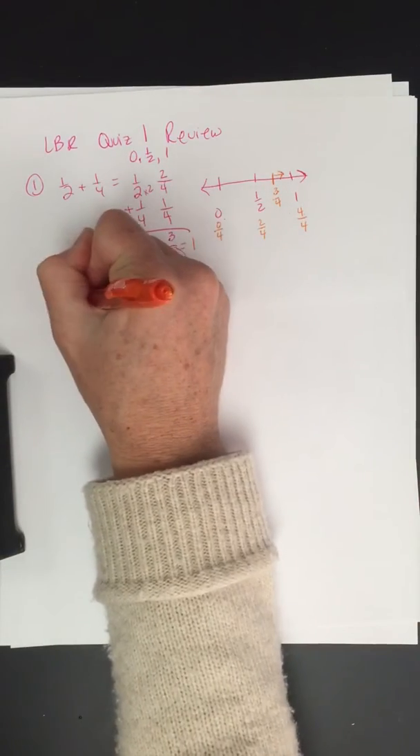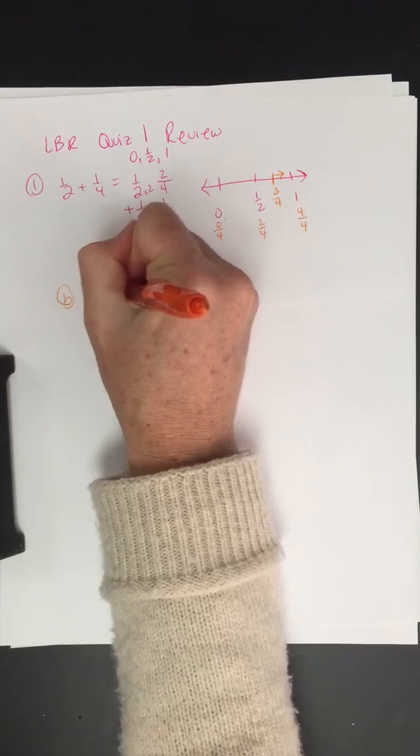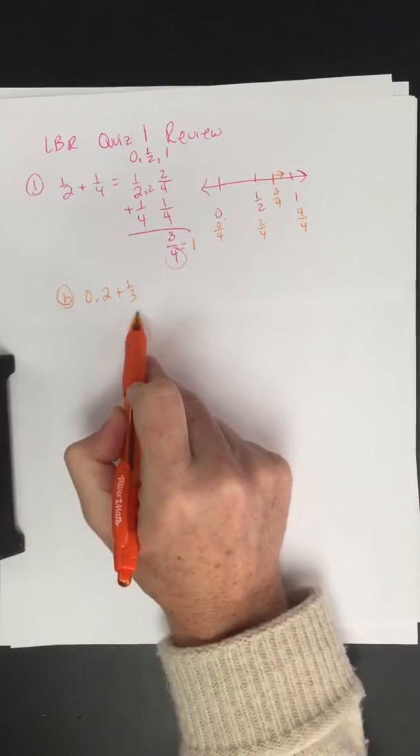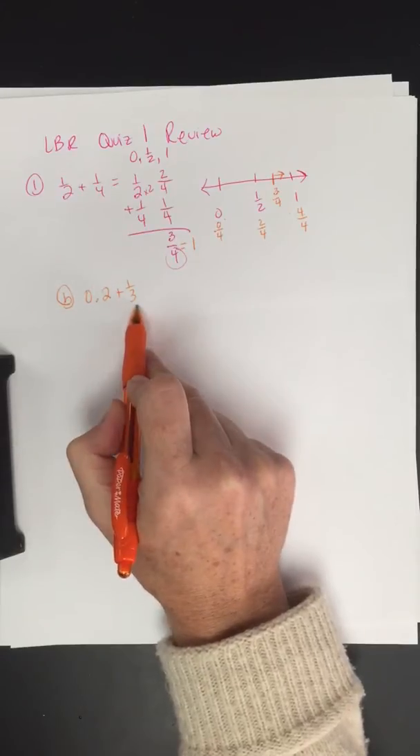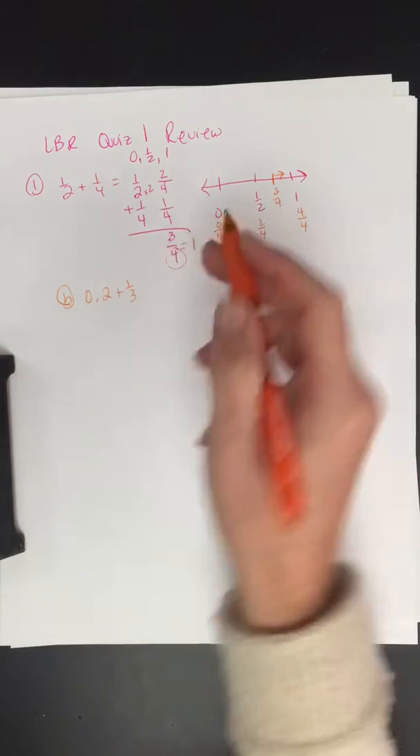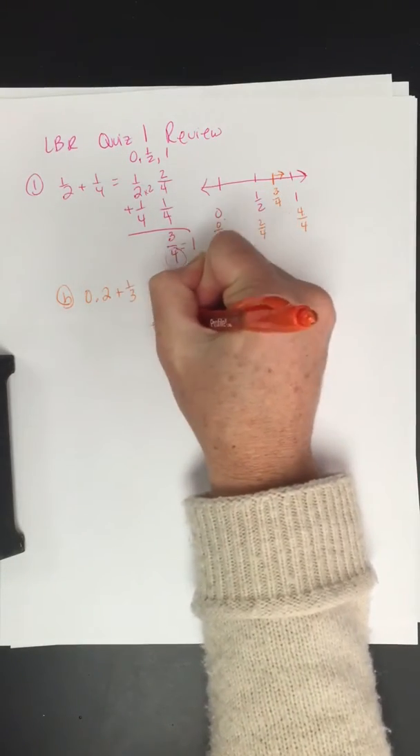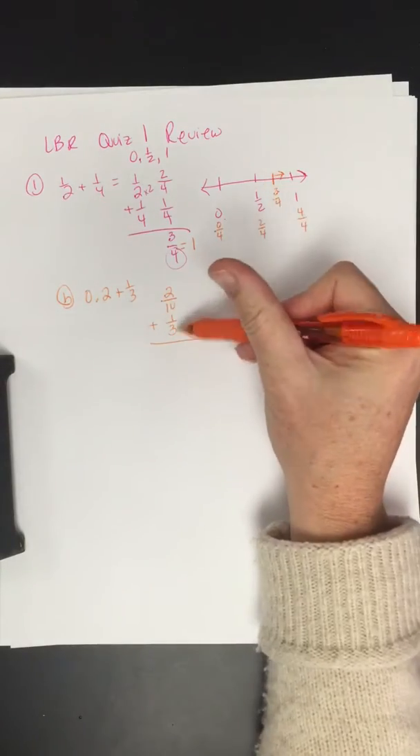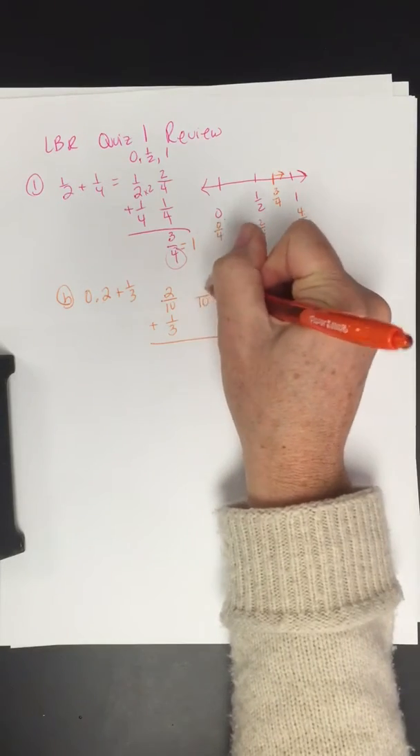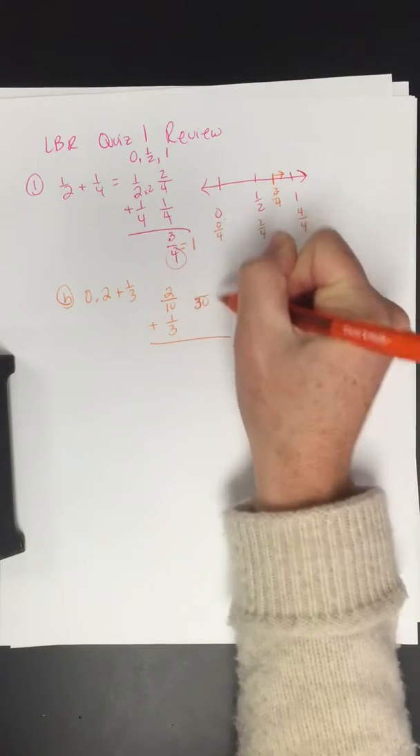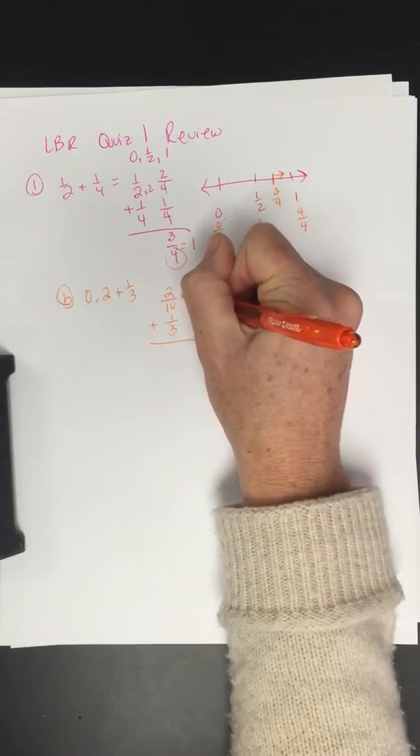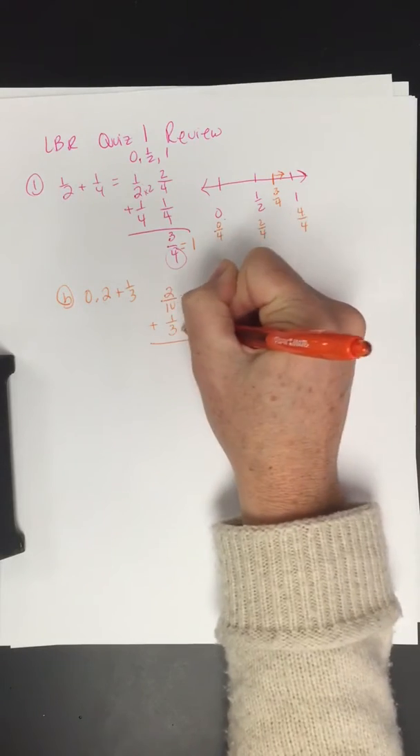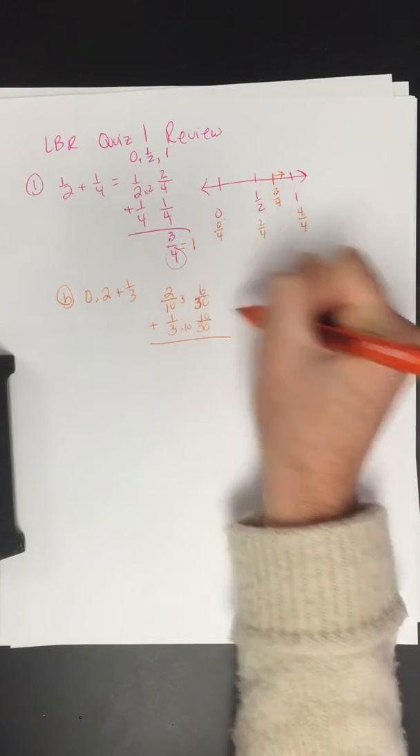B says 0.2 or 2/10 plus 1/3. To do this, I'm going to have to make them both be fractions because you can't add decimals and fractions. So I'm going to rename this 2/10 plus 1/3. Again, to add fractions, I'm going to rename these so that they have the same denominator. 30 would be their lowest common denominator. 10 times 3 is 30, so 2 times 3 is 6. 3 times 10 is 30, so 1 times 10 is 10.